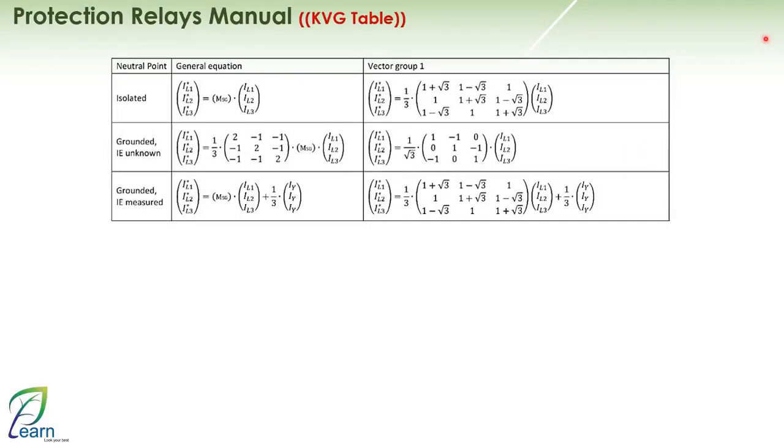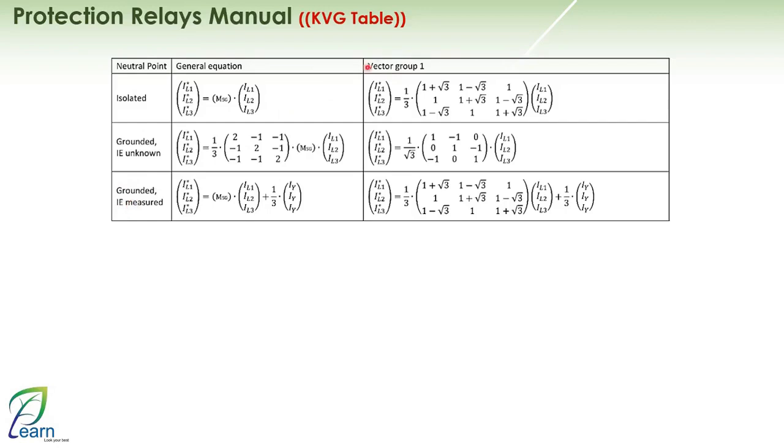Alright, now in the Siemens manual, we find a table like this. Of course, this table is among a group of other matrices. Let's focus on this table. This table tells you that the neutral point of the transformer can be isolated, can be grounded, and its IE is not measured and is unknown, or it can be grounded and the IE or the current of your neutral is measured through a CT installed on the transformer's neutral.